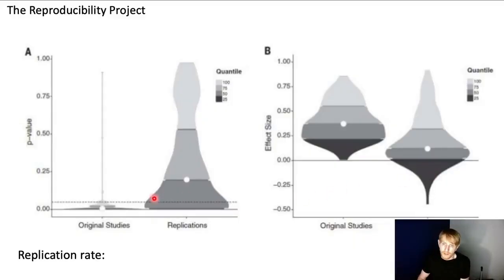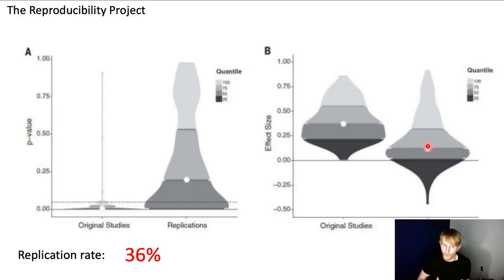So there's two things here. There's a p-value, is it significant? And then there's also the effect size. And usually a larger effect size will be significant. But as you can see, we got much smaller effect sizes. So even the studies that did work produced smaller effect sizes. And the replication rate was 36%, and this was really shocking for psychologists.